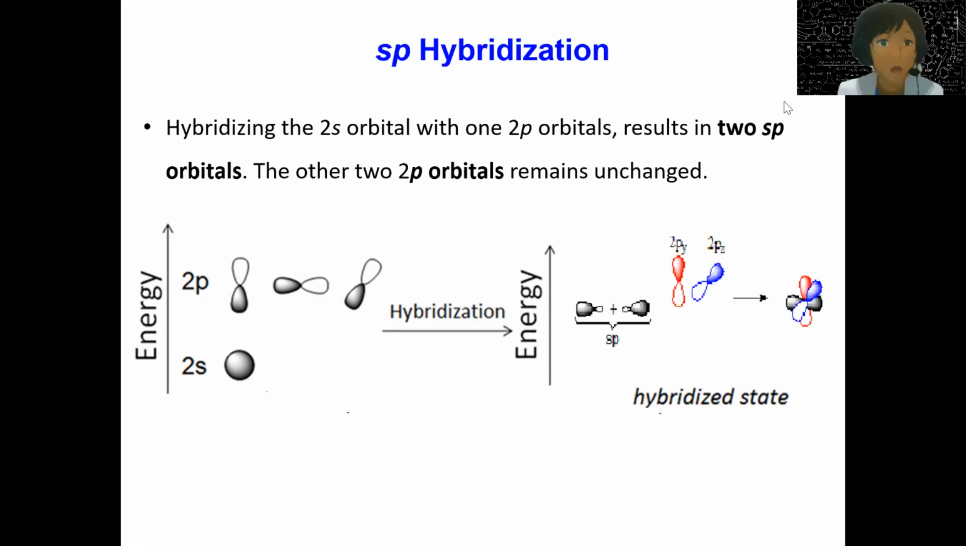As we can see from here, you have one 2s orbital and your 2p orbitals, but only one of them mixed with the s orbital to give us two sp orbitals. The other p orbitals remain unhybridized. That means they do not change at all in their shapes. And the way you draw the orbital diagram is as shown here.